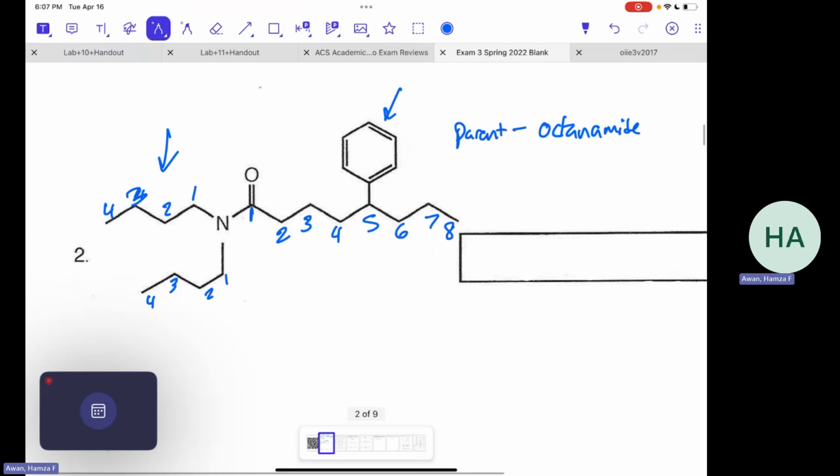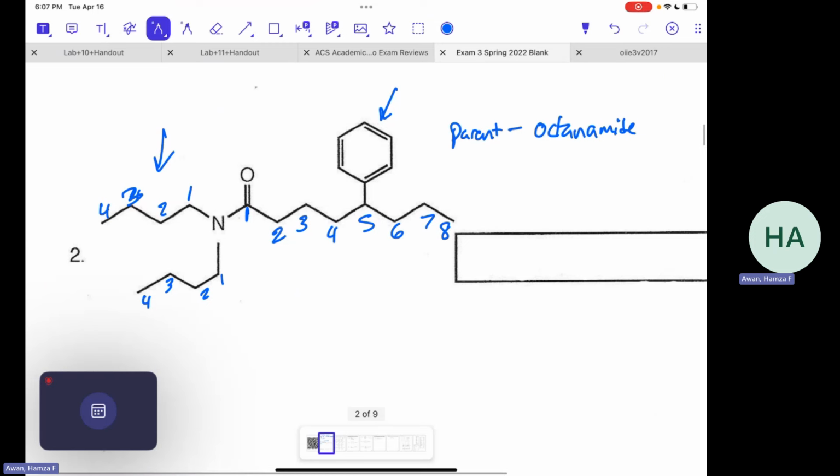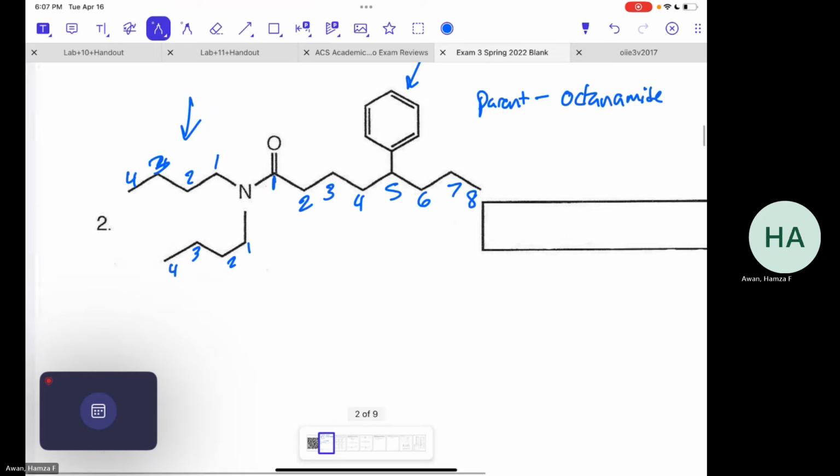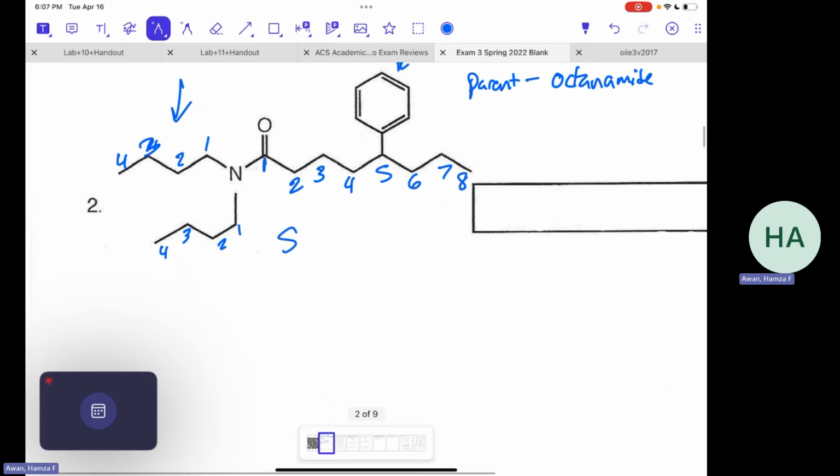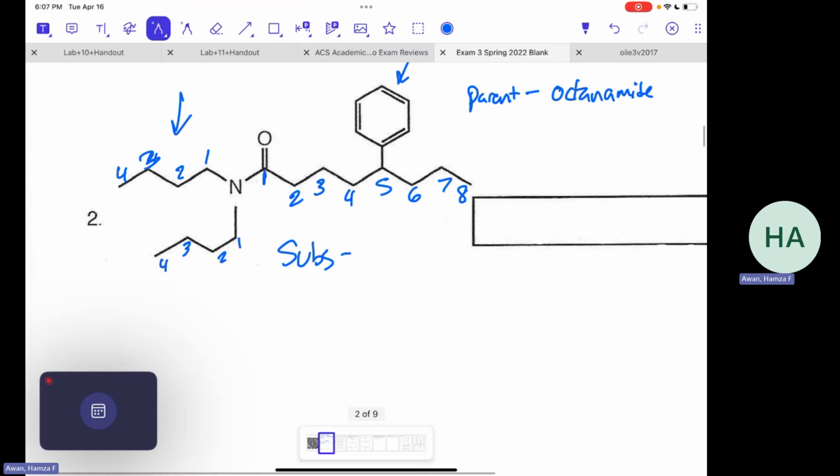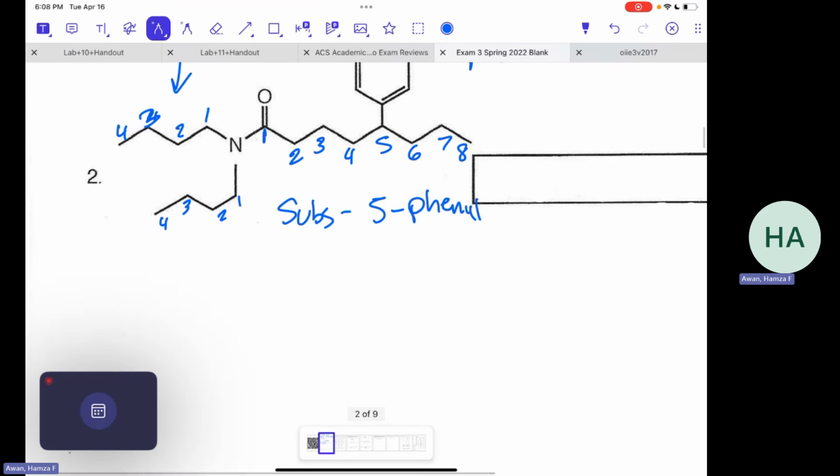You don't have to clarify that it's on carbon 1 because that's the carbon that we start at on amides. So it's just octanamide. And then onto substituents. So we have 2 nitrogen subs and then 1 sub on carbon 5. The sub on carbon 5, because it's just the benzene ring, is going to be called a phenyl group, 5-phenyl. And then the subs on the nitrogen are classified by the N. So we're going to have N,N-dibutyl.